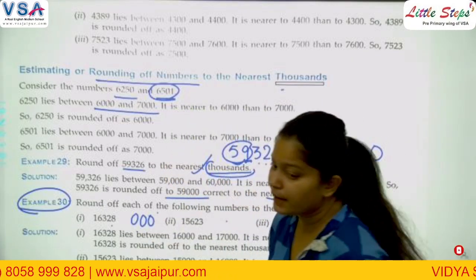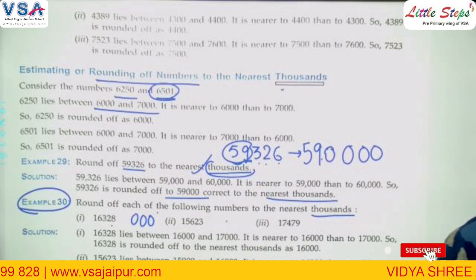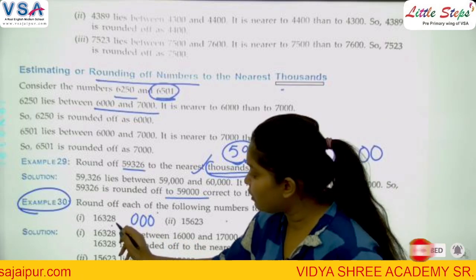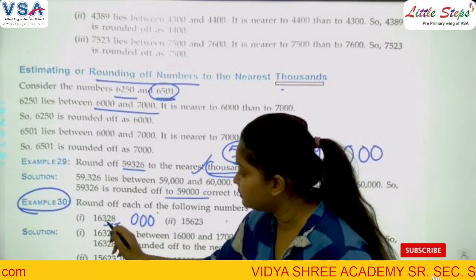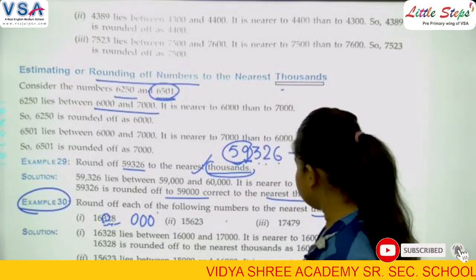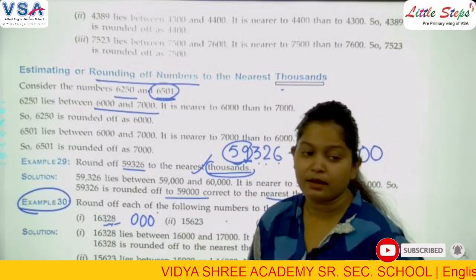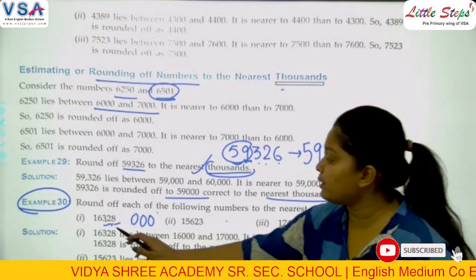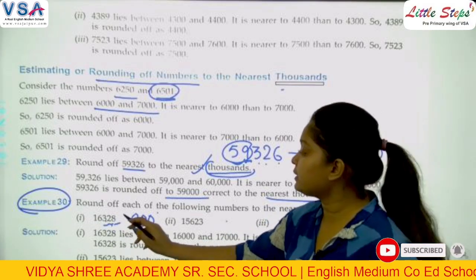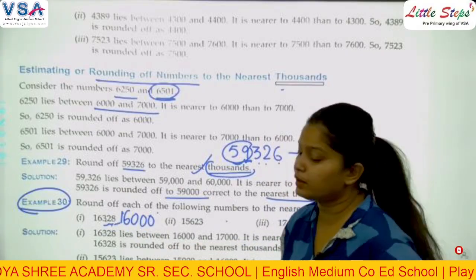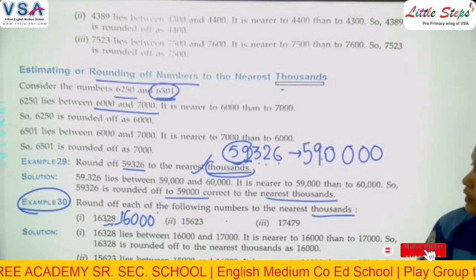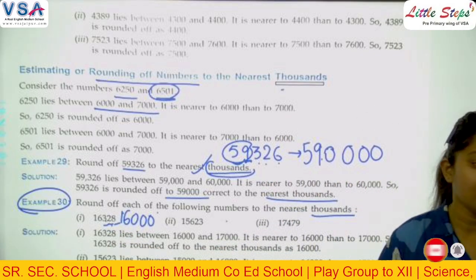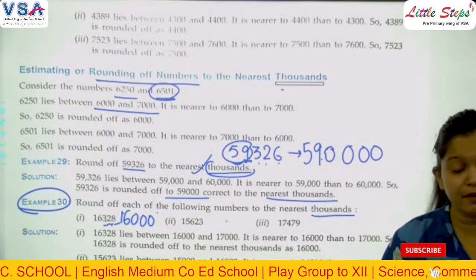Now on the place of 1000, what do we have? We have 3 zeros, right? So we will see what the number is on the third zero. It is 3, yes. So is 3 smaller or bigger? So it will be the same, 16,000. So the answer is 16,000, just because 322 is the smaller number. We need bigger than 500.